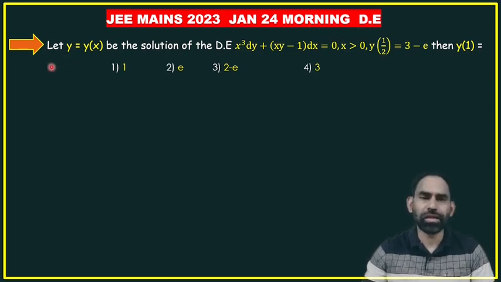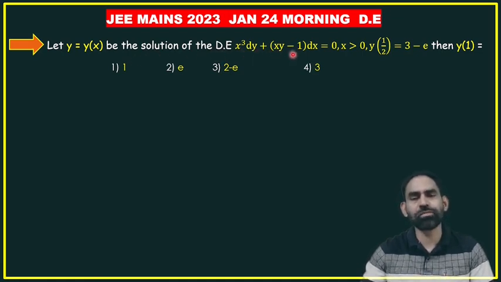The question is: let y = y(x) be the solution of the differential equation (x³dy + (xy − 1)dx) = 0, x > 0, y(1/2) = 3 − e. Then y(1) is asked.